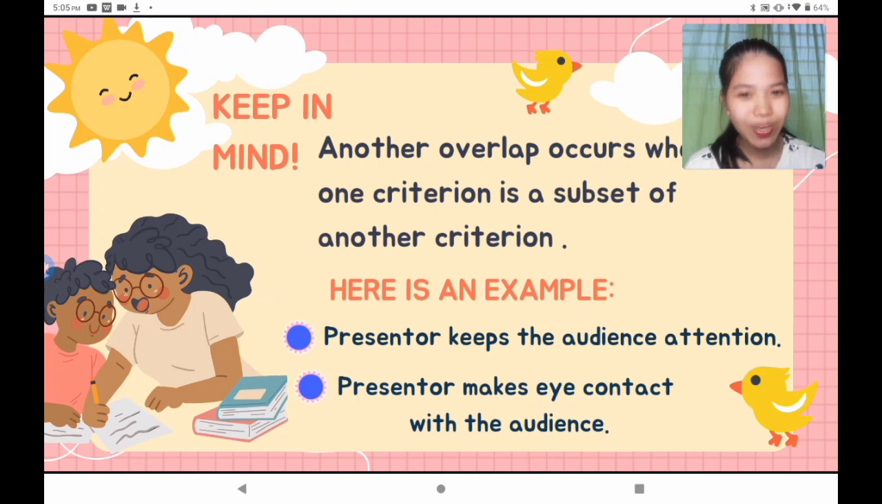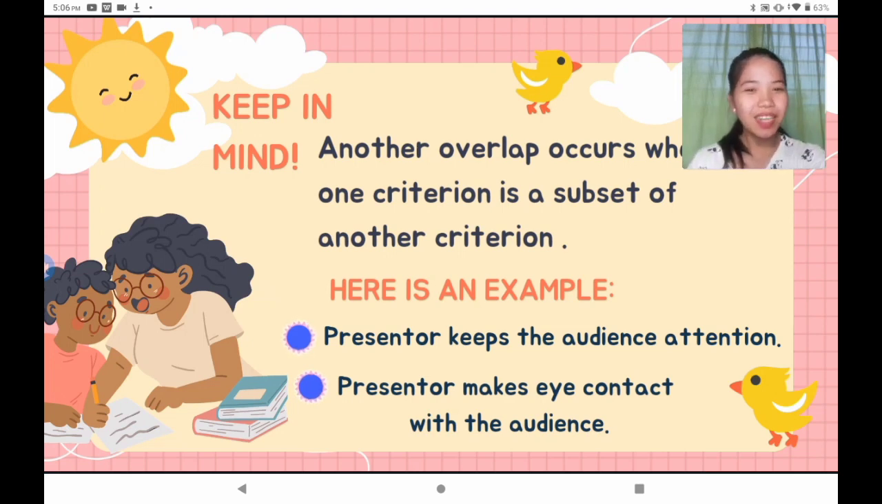Let's analyze the two examples. With the first one, we say presenter keeps the audience attention, meaning the presenter still holds the audience attention. Ang attention sa audience na aghapon sa presentation sa presenters. The second one, the presenter makes eye contact with the audience. Muna siya subset sa first nga criterion because these two criterion still have something to do with the audience. Part gapon ang audience. Only that in the first criterion, it talks about the attention of the audience. And the second one is somewhat like a subset of the first one, which means that the presenter makes eye contact with the audience. Did you understand?